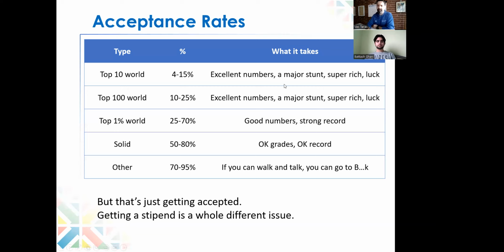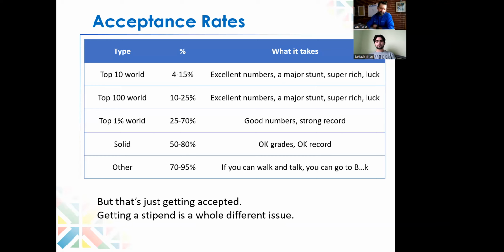And then I call it here a major stunt. As I said, it doesn't really have to be, but usually they're looking for people with something interesting, something that you've done that nobody else did, either in politics or maybe in business or maybe in social life or maybe in arts or sports. But they're looking for something very interesting in your record.